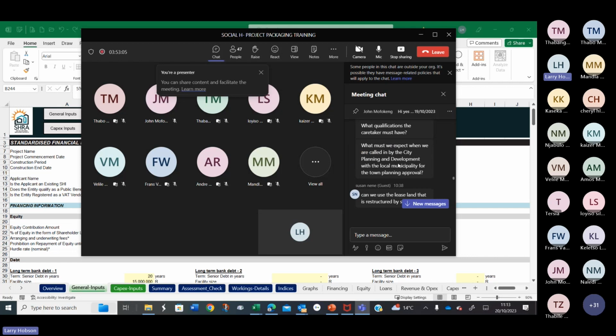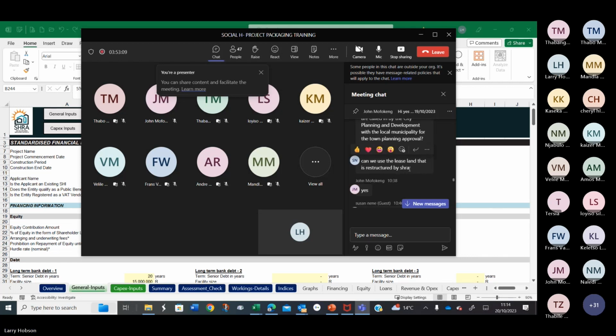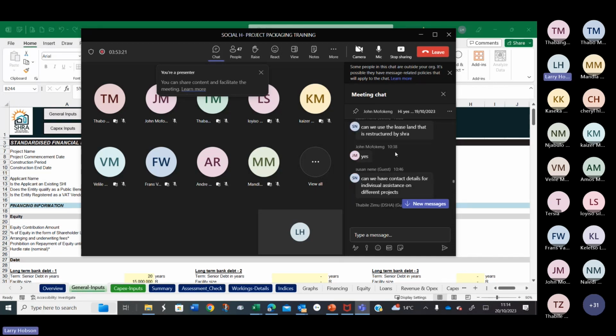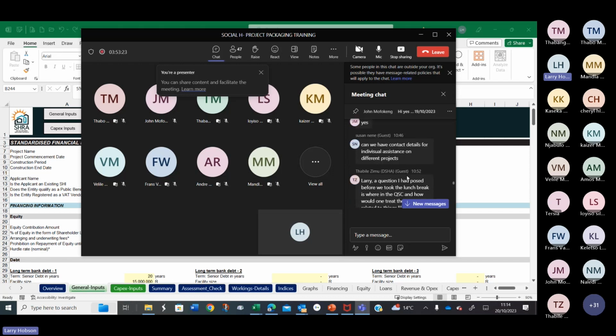Susan, can we use the lease land that is restructured by the SHRA? Well, if you've got a land availability agreement, I think 30 years is the term they like to have. So that's covered. Oh, John's already answered that, so that's good.